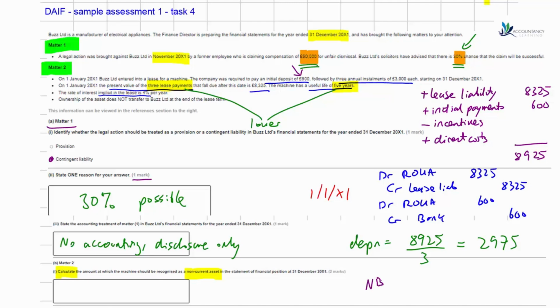So therefore, our net book value, which is the figure that we want for our answer, what's the figure at the 31st of December 20x1? So we have our initial cost of 8925 less 1 year of depreciation of 2975. And that gives us a net book value of £5,950.